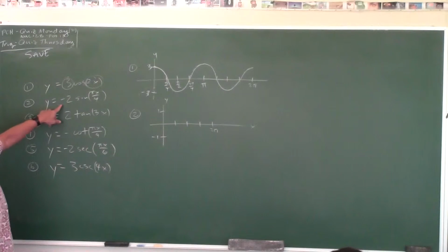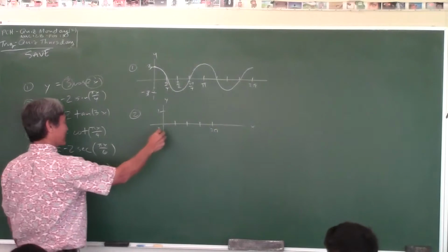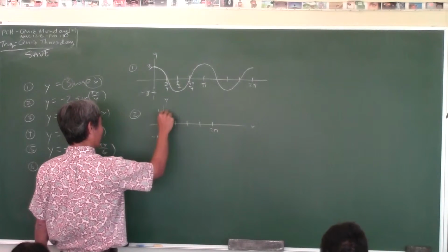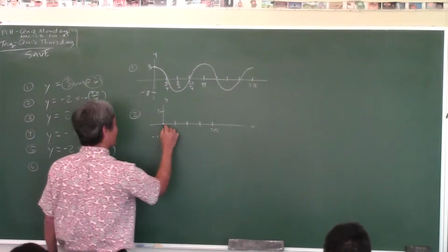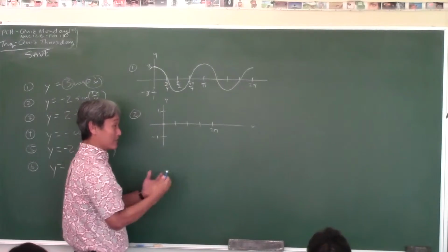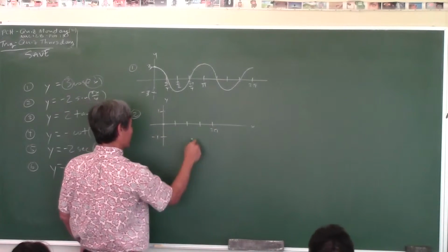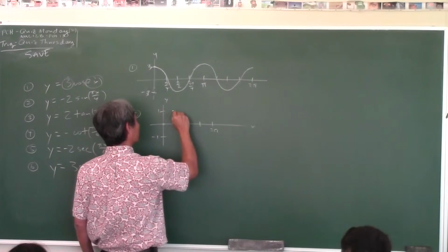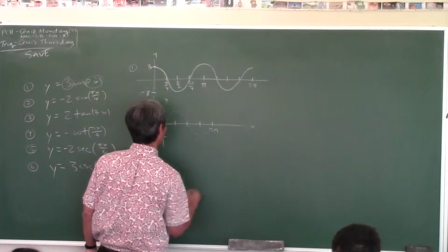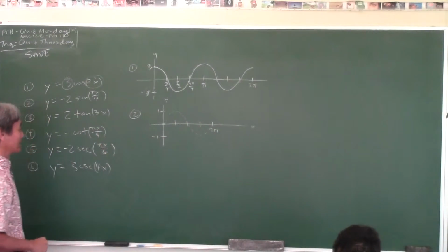Alright, the next one is a sine graph. Sine graph, where does sine start? A, B, or C? B. Oh yeah, it's B. It's because sine of 0 is 0. And then does it go up or does it go down? It goes up like this. How come I did that dotted line?